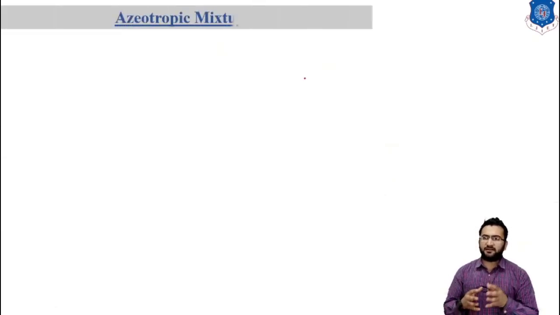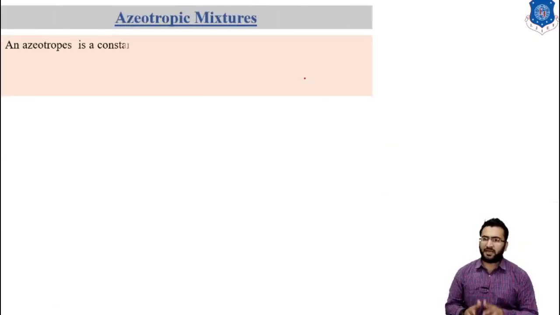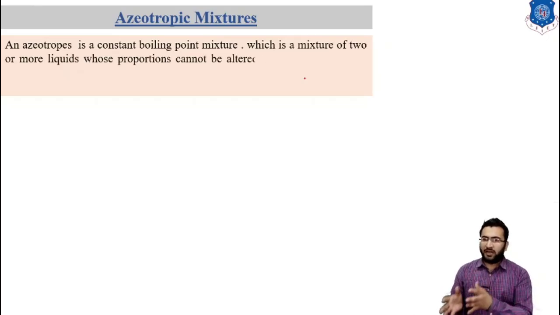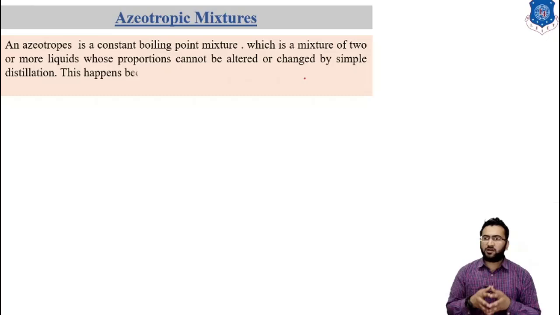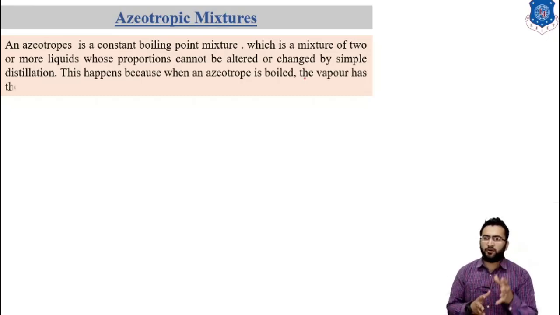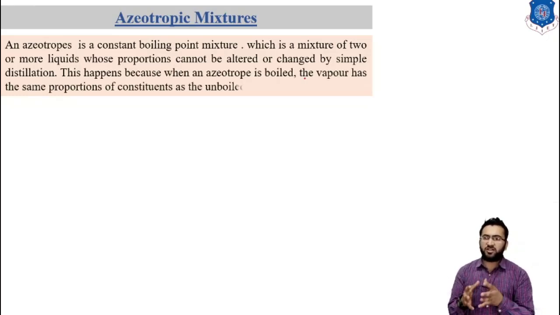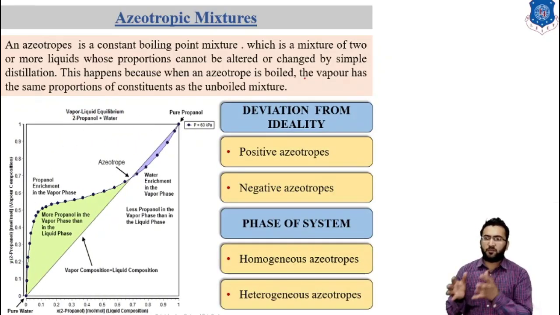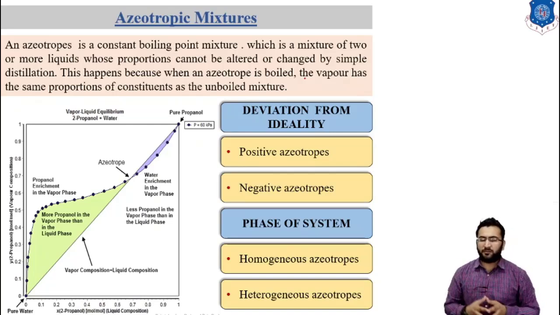Now let us discuss the azeotropic mixture. An azeotrope is a constant boiling mixture, or we can say boiling without changing, which is a mixture of two or more liquids whose proportions cannot be altered or changed by simple distillation. This happens because when an azeotrope is boiled, the vapor has the same proportion of constituents as the unboiled mixture.